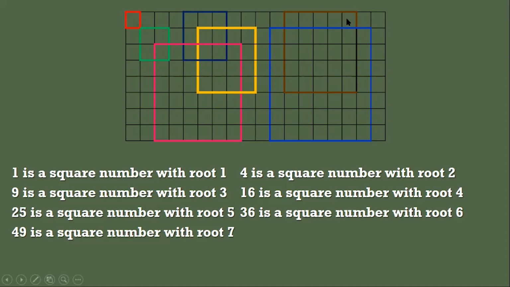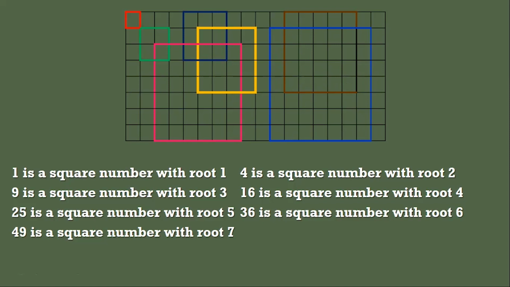Where's the 5? There it is, the brown one. 5 times 5 gives me 25. 6 times 6 gives me 36. And 7 times 7 gives me 49. So when you go teaching one day, you're not going to teach squares and square roots. Show it to them. This is a square. It is really a square, physical.